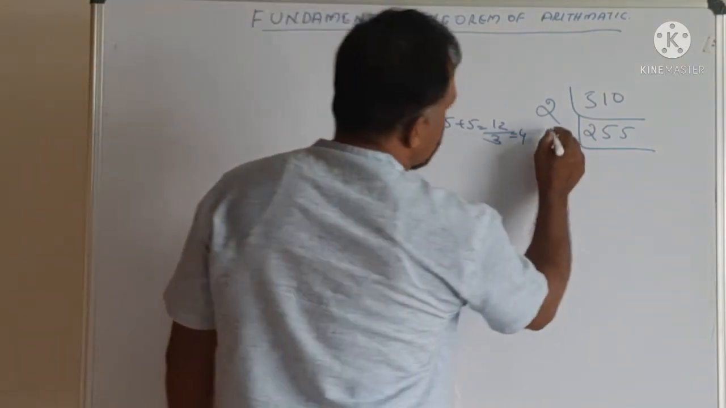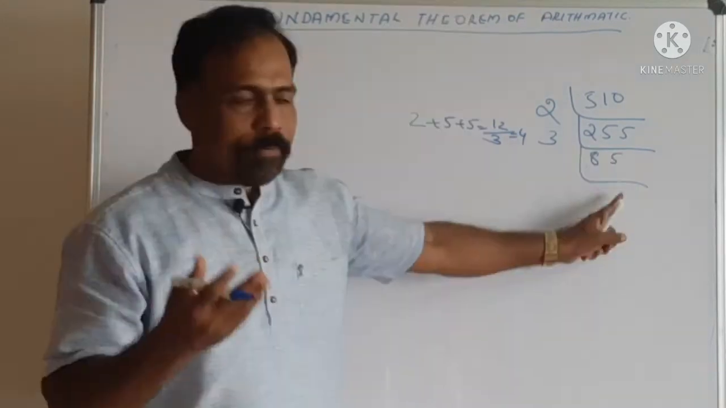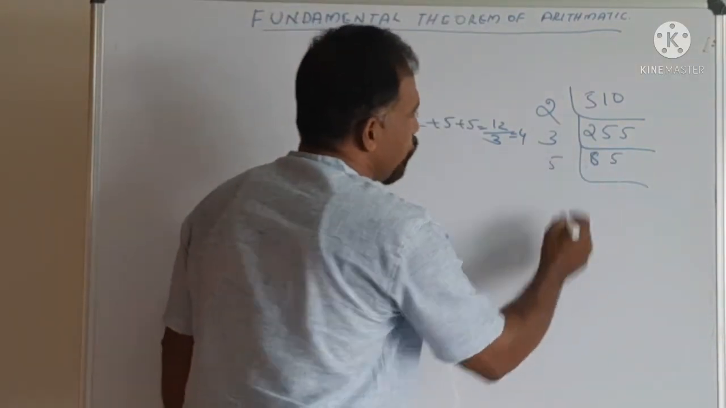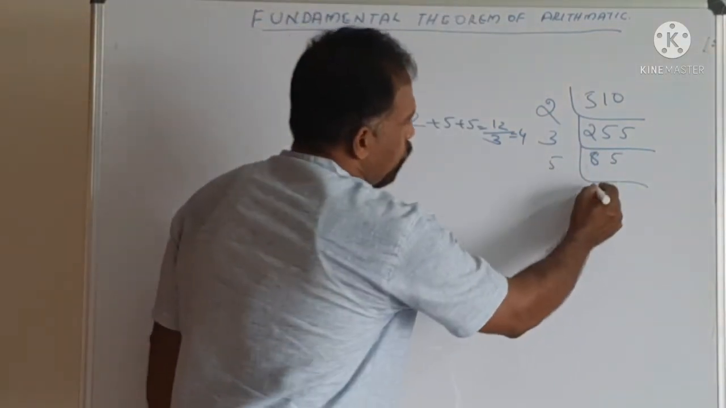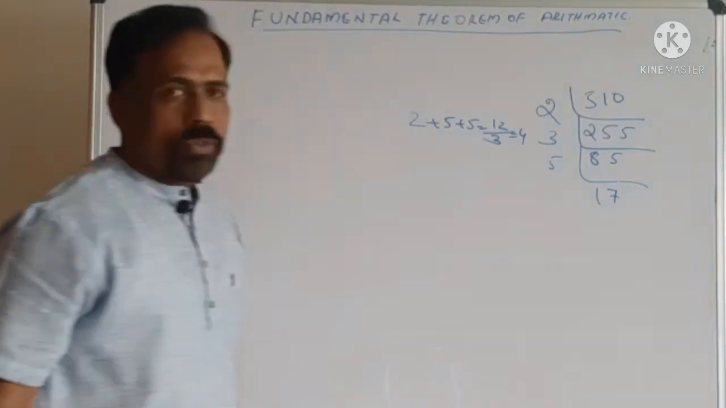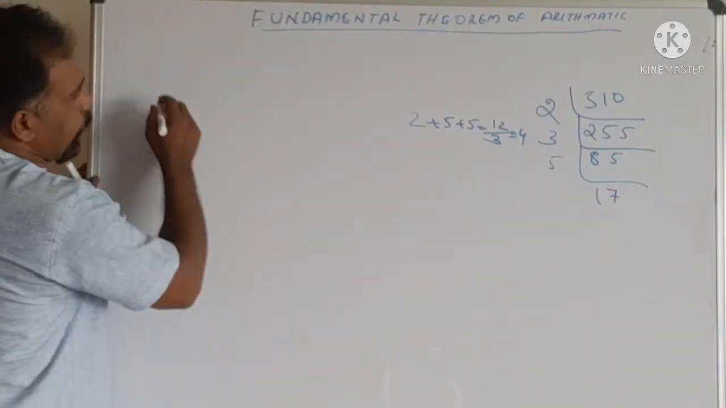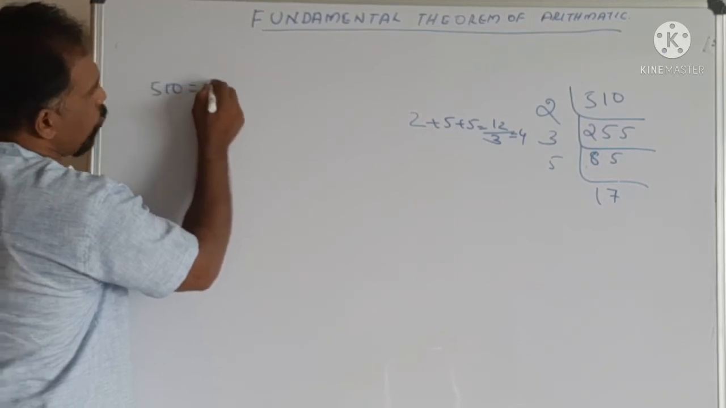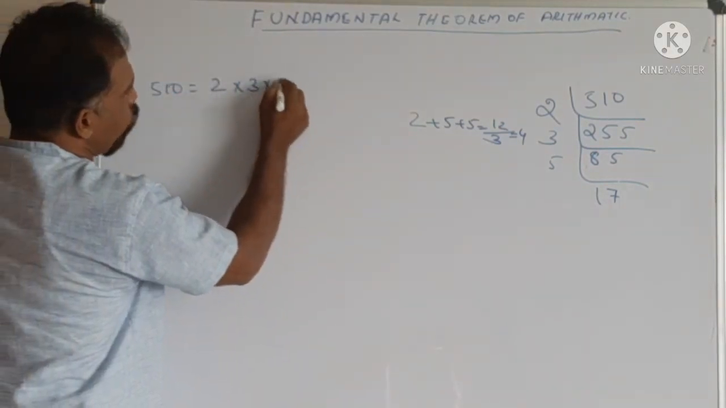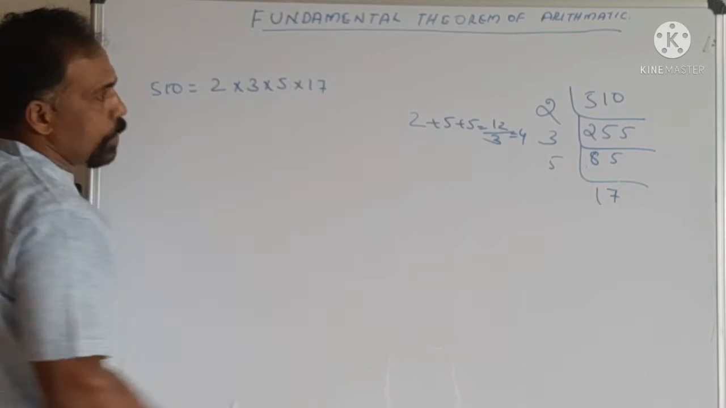Now this is divisible by 3, so the number is 85. So we have to divide it by 5, it is 17. So we can write that 510 is equal to 2 into 3 into 5 into 17.